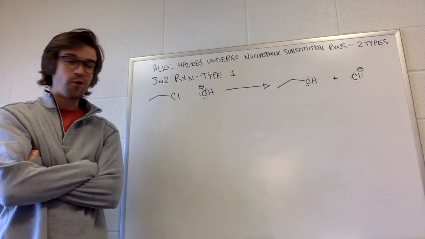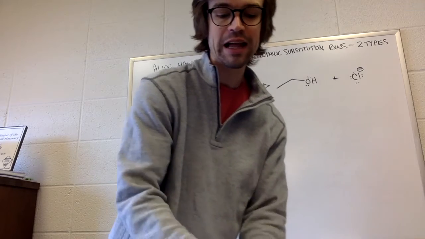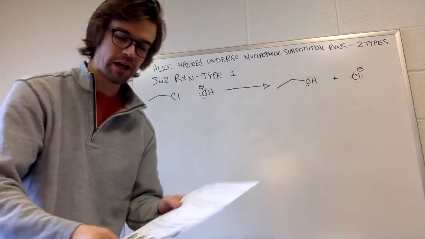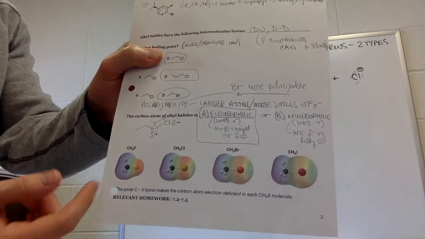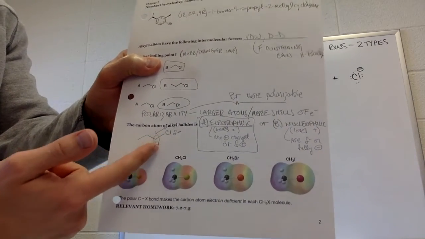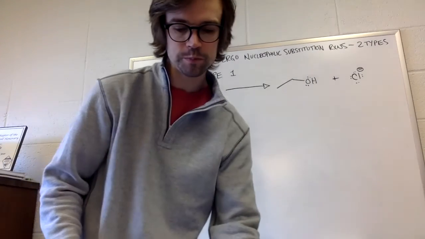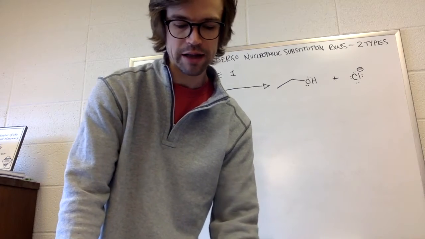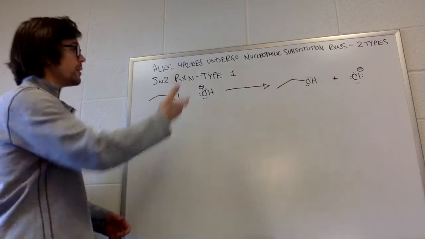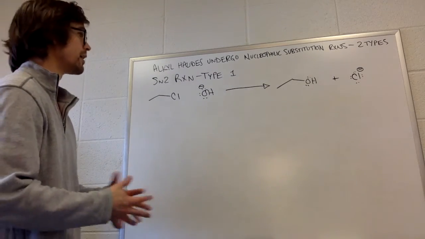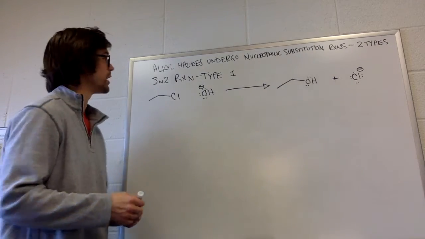So we just talked about how the polarization of an alkyl halide makes it reactive, and we saw that right here with the electrostatic potential maps: the carbon next to the halogen has a big partial positive charge on it. So how are these alkyl halides going to react then? What I have written up here, and it's in your notes as well, is that alkyl halides undergo nucleophilic substitution reactions, and there are two types of those reactions.